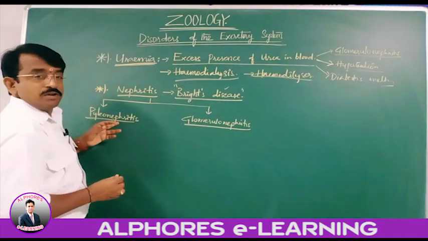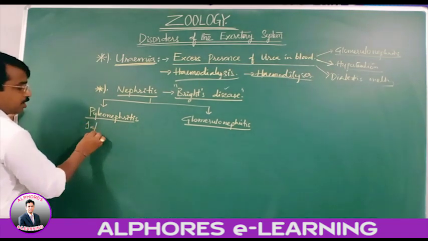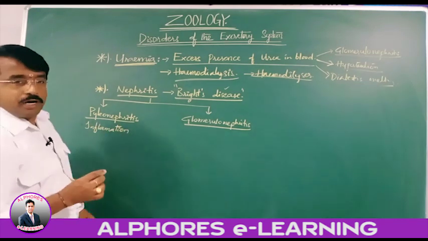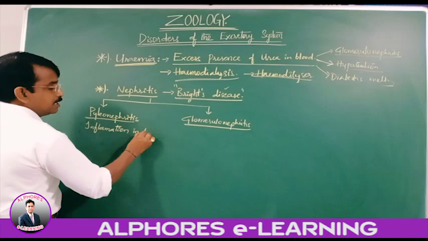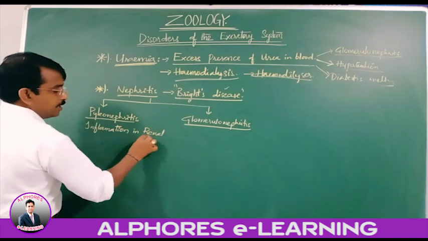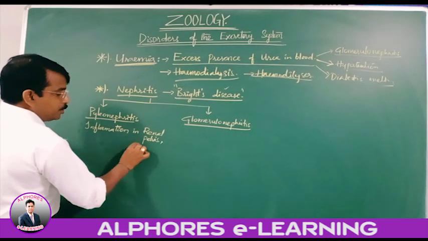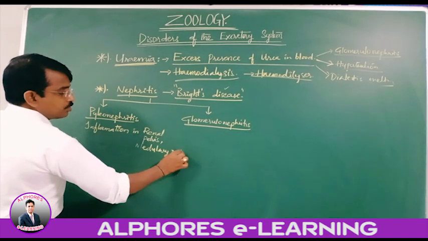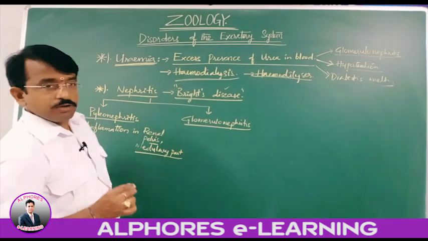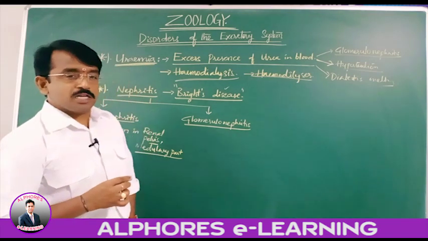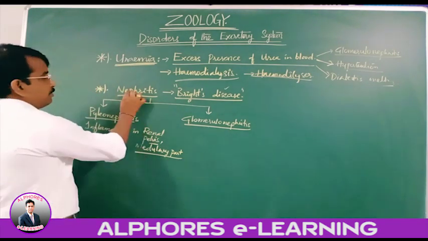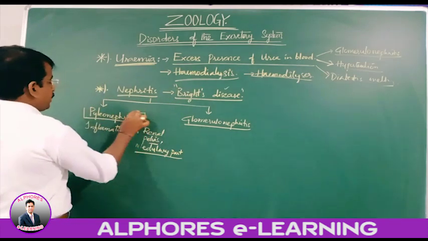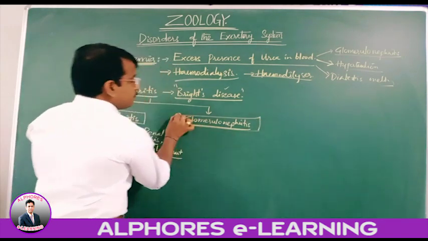Next, pyelonephritis is an inflammatory condition. What do you mean by inflammation? It is nothing but the sense of fire. Inflammation in the renal pelvis and medullary part of the kidney is named pyelonephritis. This is a very important aspect. Make a note. So nephritis is named Bright's disease. It is of two types, pyelonephritis and glomerulonephritis.